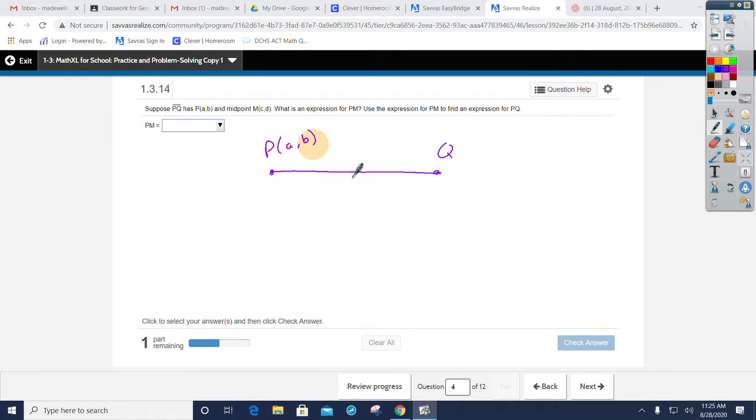And the midpoint, M, is C, comma, D. The question is, what's the expression for PM? So what's the distance for PM? All right, well, to do the distance, you got to do the distance formula. So it would be D equals, I'm going to write the formula out. The formula is the square root of x2 minus x1 squared plus, sorry, should be a y, not an x, y2 minus y1 squared.